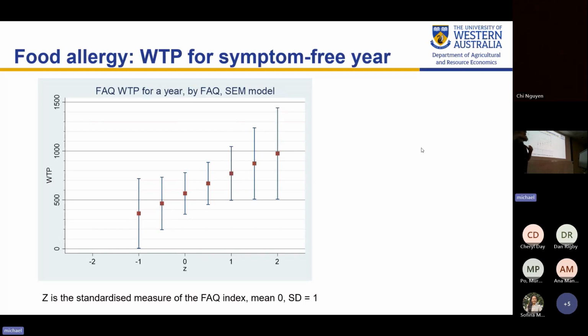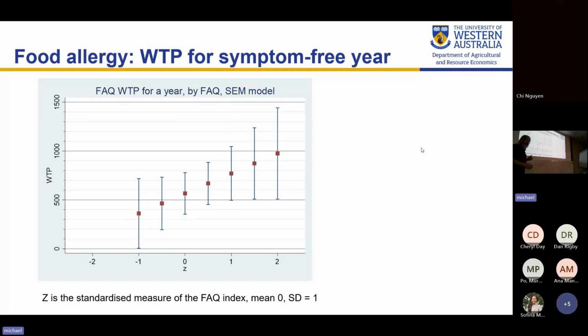The bars are just the confidence intervals, statistical confidence intervals. And as the severity of the condition goes down, the willingness to pay declines. If you're at the median, you're at about 550 in terms of what you're willing to pay. You can get all the way down into the tail of the distribution as to what I'm willing to pay for a year. I haven't shown the ones where it cuts zero and basically they're not significant. So I'm only showing you the positive ones.